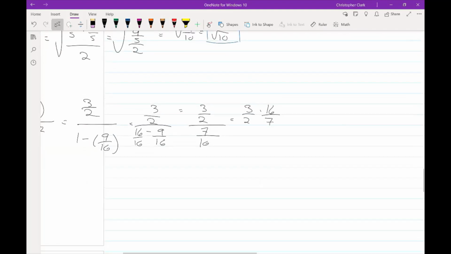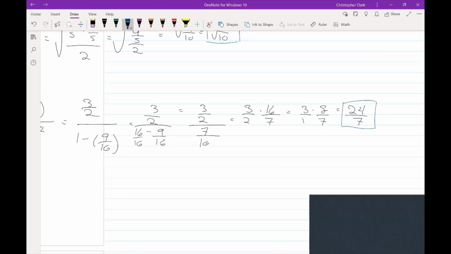And let's see, this can simplify a little bit. So I'll rewrite this as 3 over 1 times 8 over 7. And this gives us 24/7. All right.